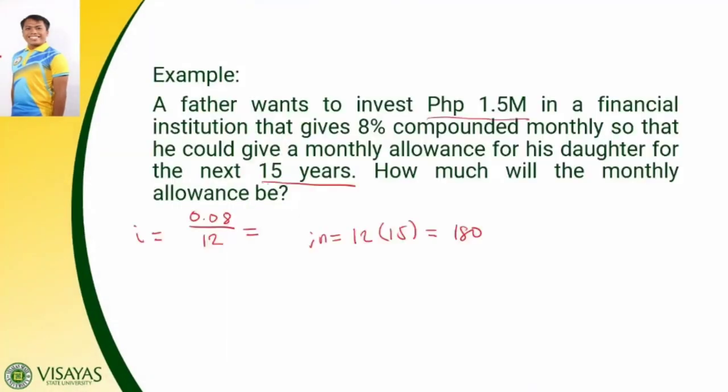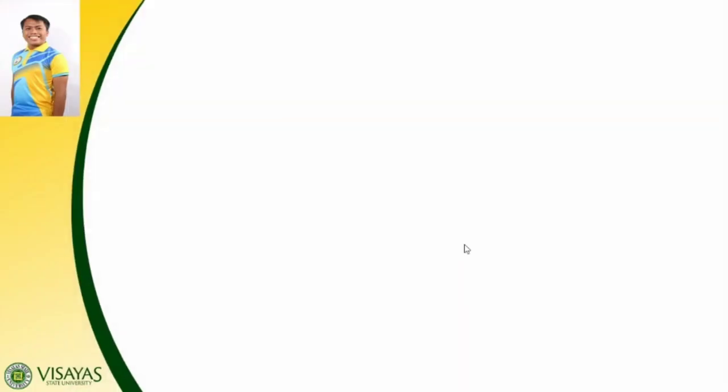Going back to our given, we are given a present value of 1.5 million. This is your A, right? A is our present value. And then we are given I, 0.08 or 8% compounded monthly, so we have 0.08 divided by 12. Our N is 12 periods times 15 years, so that's 180. Since we are given the present value, we can use A here.